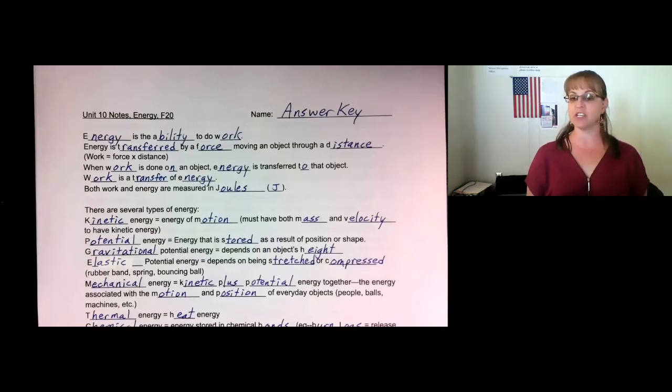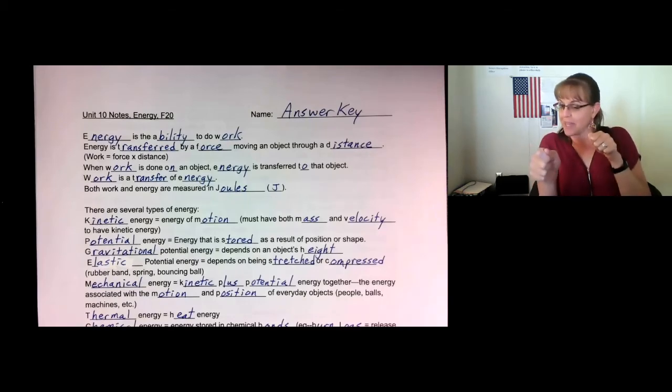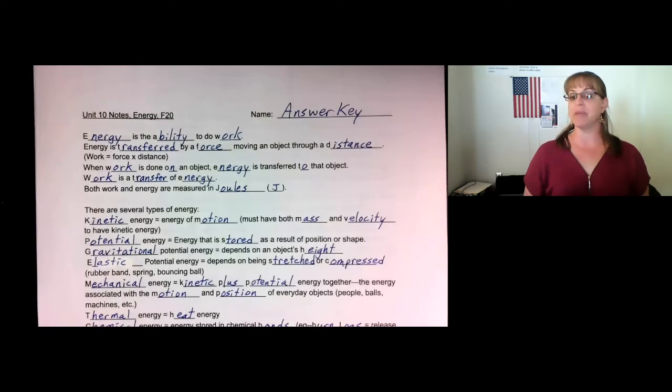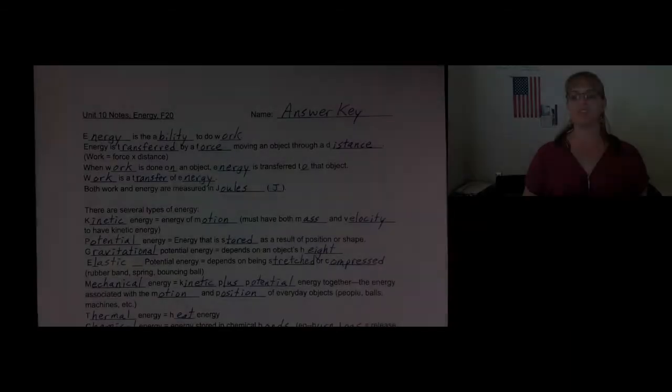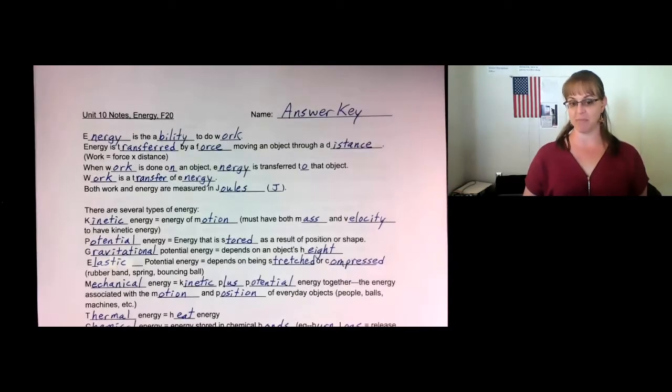Potential energy is energy that is stored as a result of position or shape. For example, a ball can drop if it's sitting on a ledge. So this ball has potential energy. It could fall and have kinetic energy. A rubber band can have potential energy because when you stretch that rubber band, you are giving it energy because of its shape. So there are specifically two types of potential energy: gravitational potential energy and elastic potential energy.